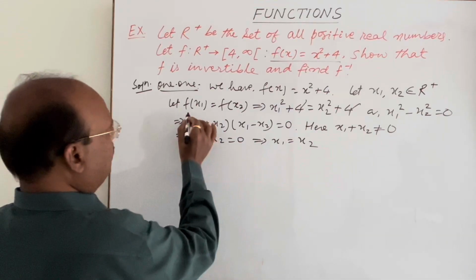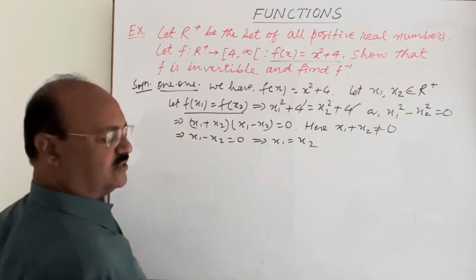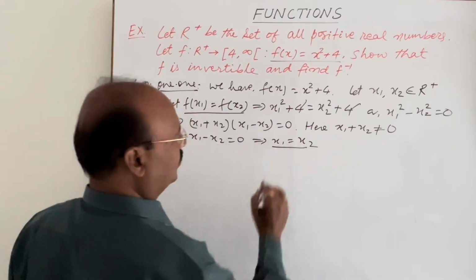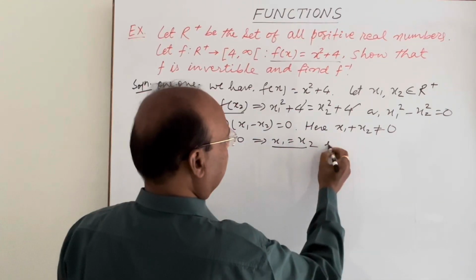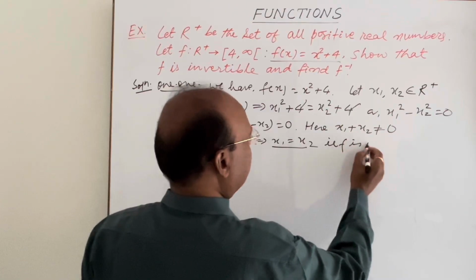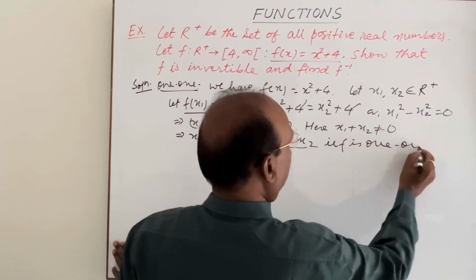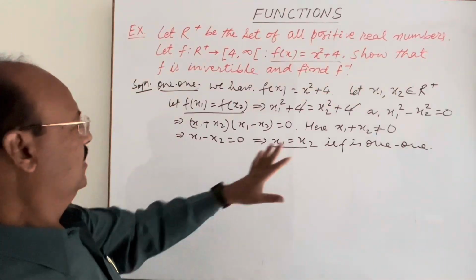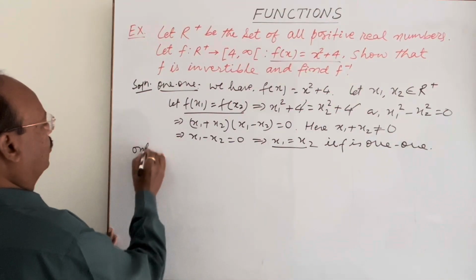So here we have started with f(x1) is equal to f(x2), and this is implying x1 is equal to x2. It means this given function f is a 1-1 function. This part has been proved. Now we have to show that this function f is onto also.